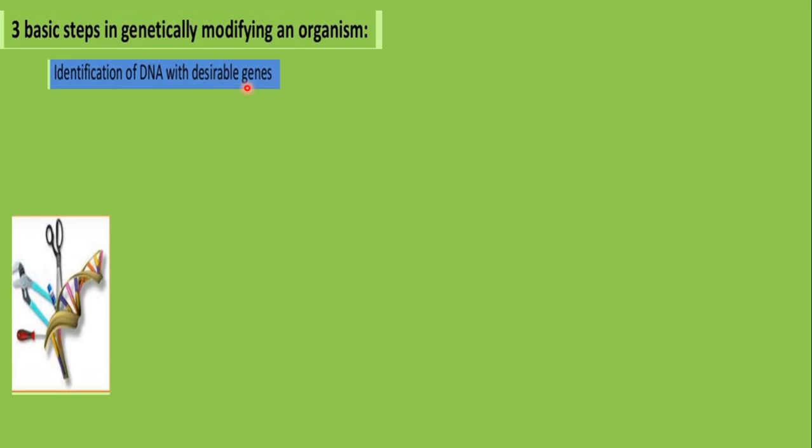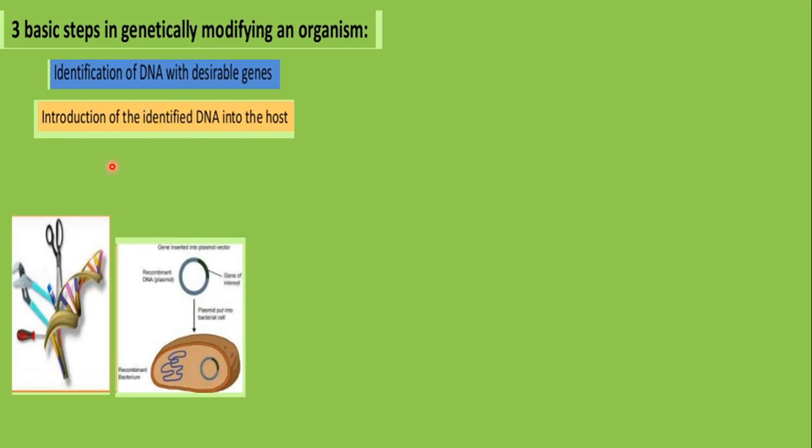Now what is the meaning of desirable gene? Desirable gene means the gene which is capable of producing our required product through transcription and translation. So we'll have to identify that DNA. So here is just a picture to show that.